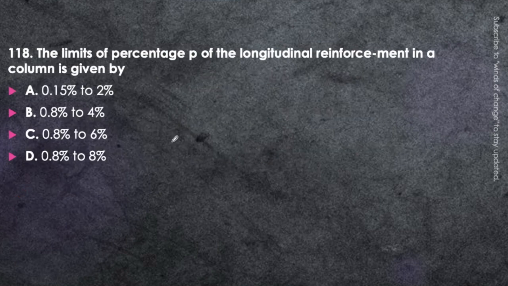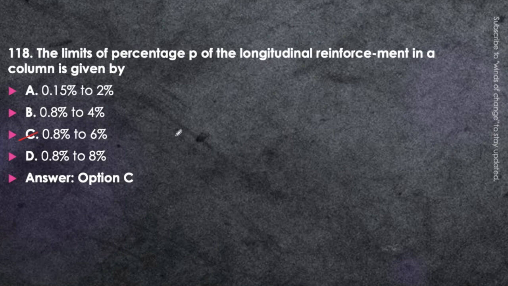Next question. The limit of the percentage P of the longitudinal reinforcement in a column is given by 0.15% to 2%, 0.8% to 4%, 0.8% to 6%, or 0.8% to 8%. We have already discussed this in one of the questions earlier. This limit should be 0.8% to 6%. That is option C will be correct.